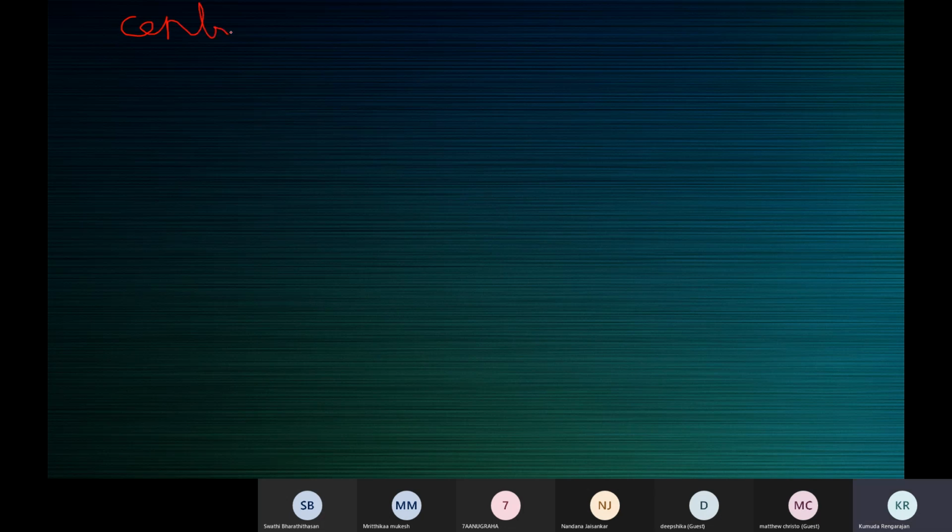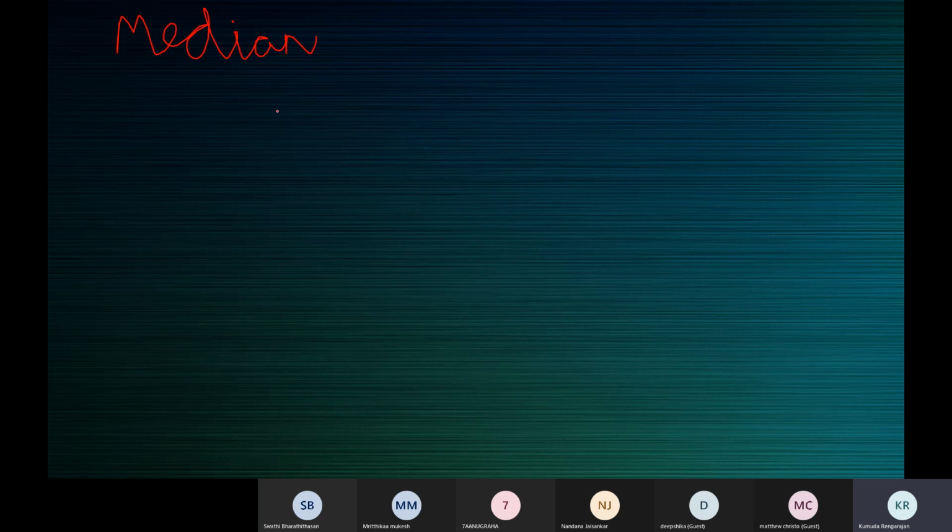Next is centroid. Not centroid, sorry. Medians. Okay, medians of a triangle. So how many altitudes does a triangle have? A triangle has 3 altitudes. And all the 3 altitudes will pass through the same point.